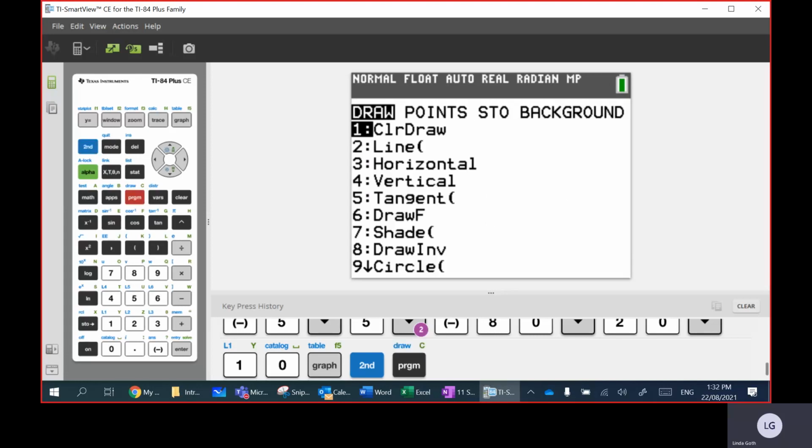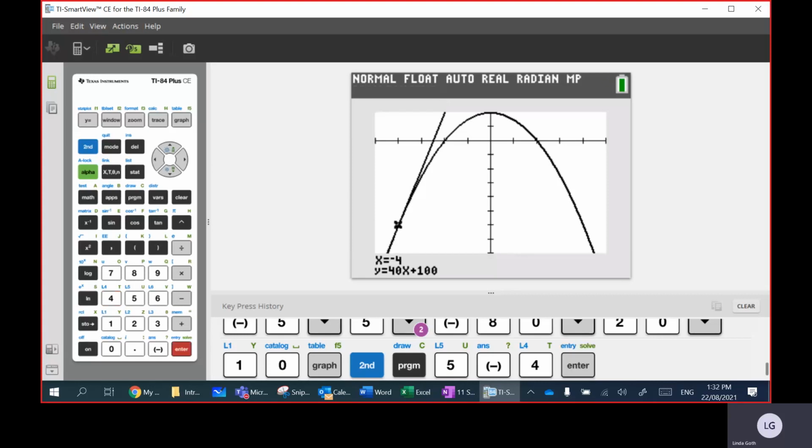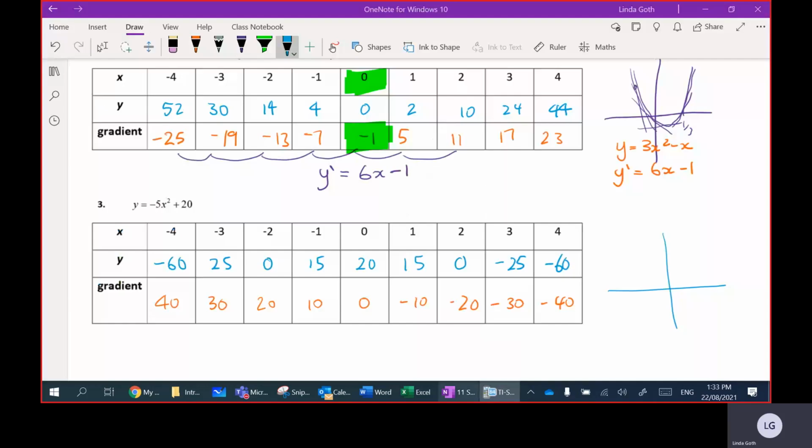So second, draw a tangent at x equals -4. Draw that in, and there it is there. y equals 40x plus 100. And that's a good way around doing that. So that's what that graph looks like, and we're finding gradients of tangents as we go along.